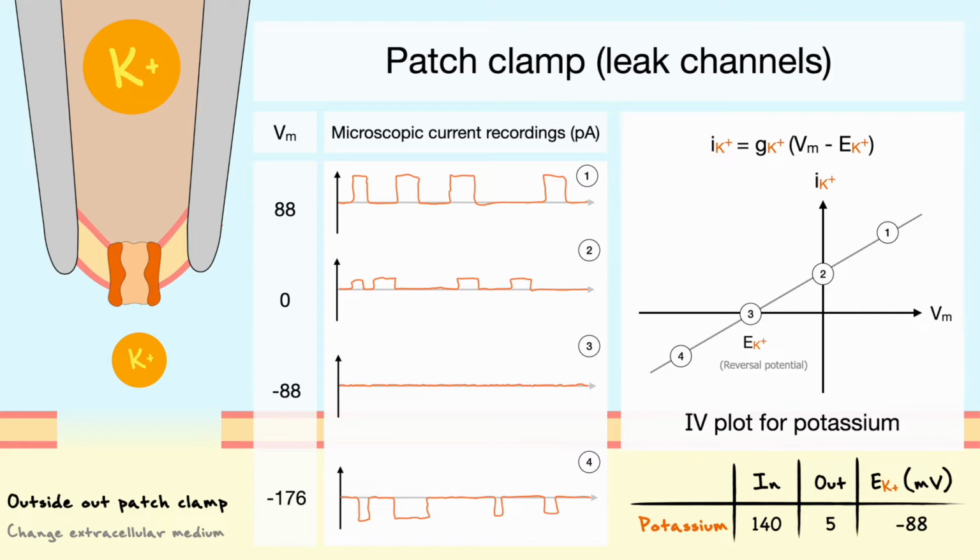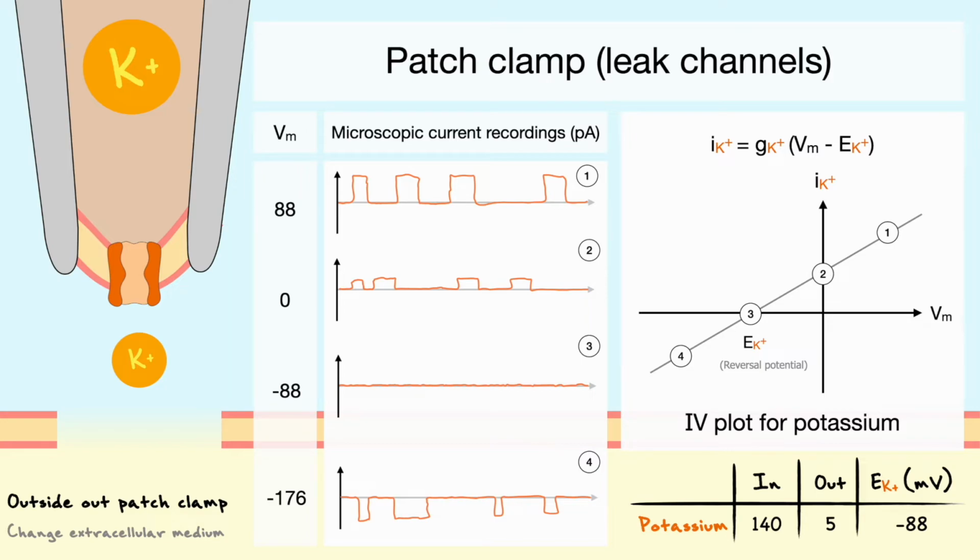To quickly recap how to read an IV plot, the x-intercept corresponds to the reversal potential of the channel that is being experimented on. The reversal potential is also known as the equilibrium potential, and it corresponds to the potential at which there is no net ionic flux. In this example for potassium, the reversal potential is at negative 88 mV, and as you can see in the recordings, no net flow of current occurs.